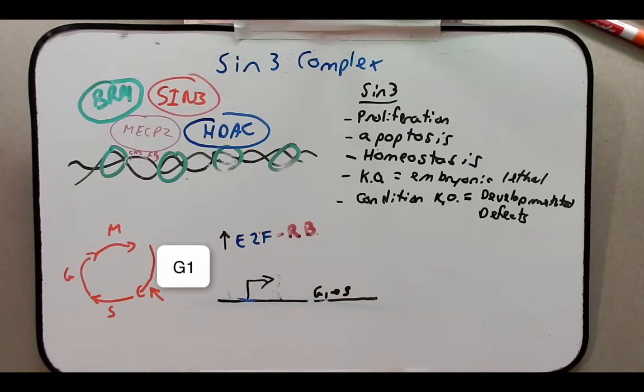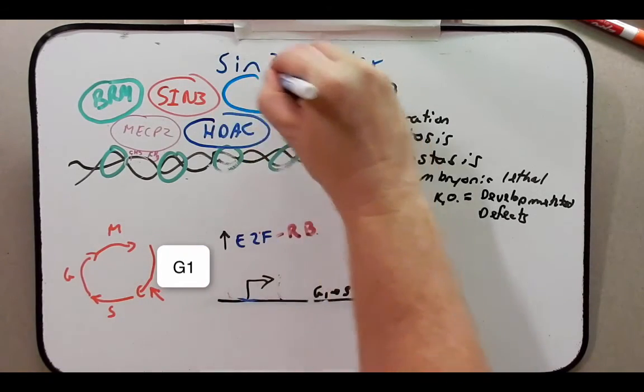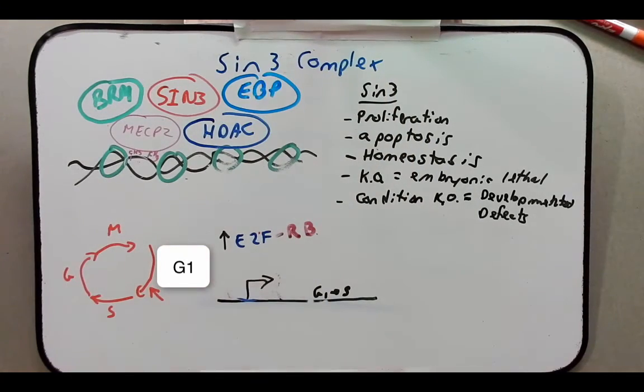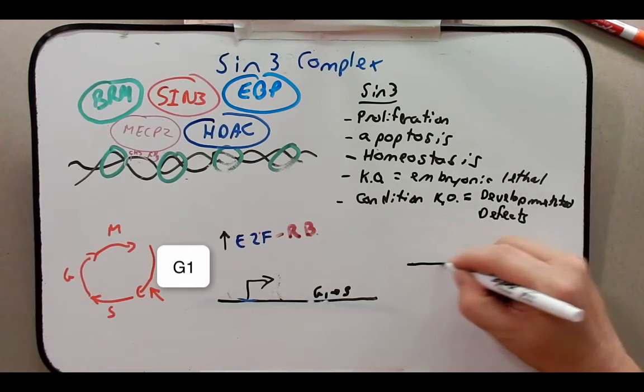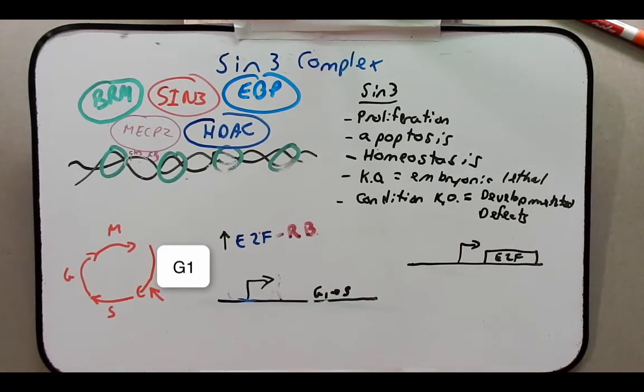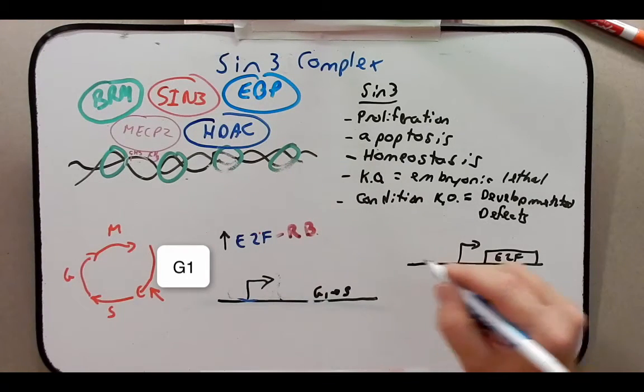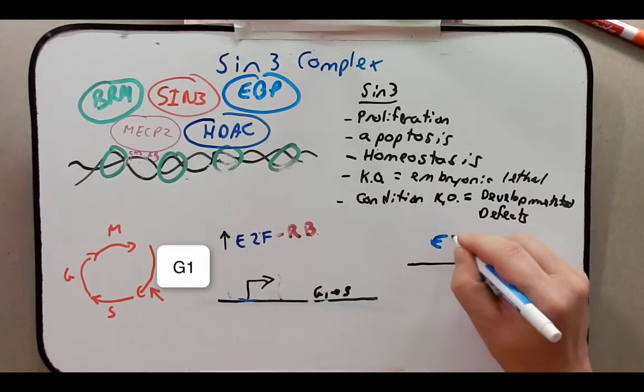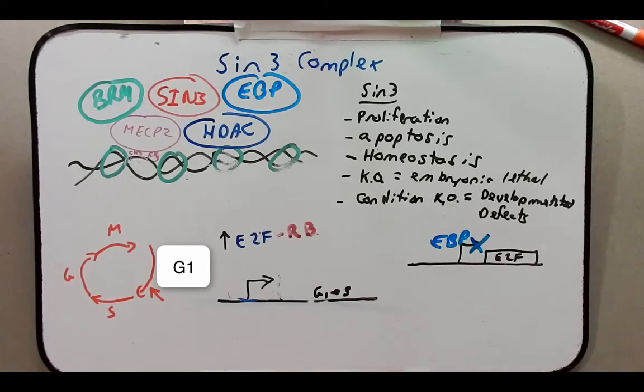So where does SYN3 come in? That's what we said we were going to talk about. Well, attached to SYN3 and this HDAC here, we can have another protein. And this other protein is called EBP. EBP is specific to certain genes, and one particular is E2F. So here we have our E2F gene, which is being actively transcribed here. But what EBP will do in this complex, I'm just not going to draw the whole complex, EBP will shut down the expression of E2F.